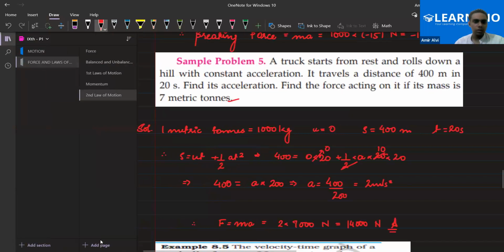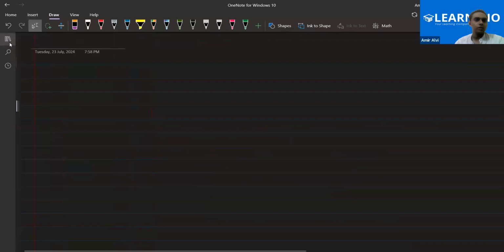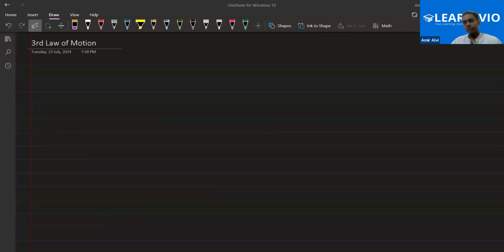So now it's time to start the third law of motion. In simple words, it says that every action has an equal and opposite reaction. It means that if I am pushing a wall, the wall is also pushing with the same force towards me. Clear? That is a simple thing, right, everyone?